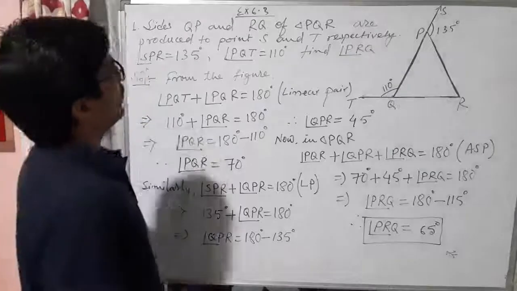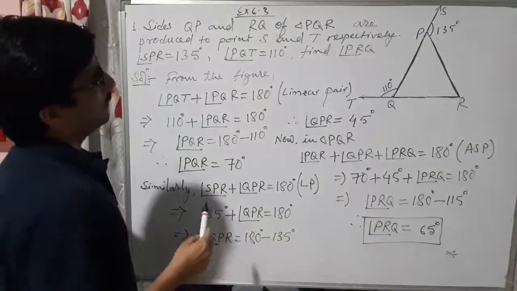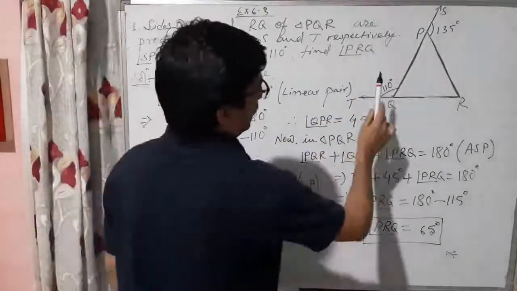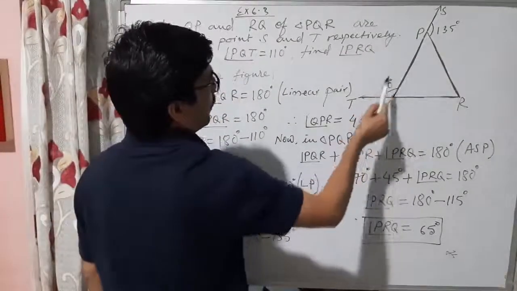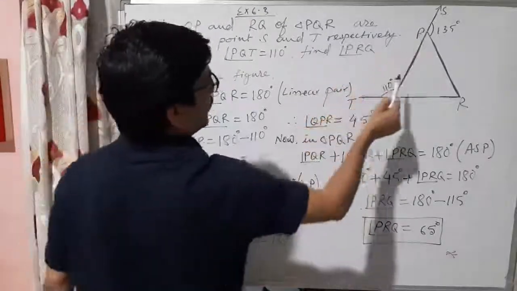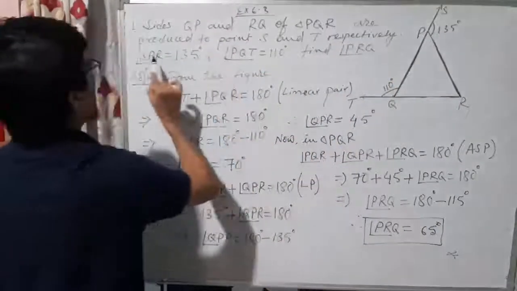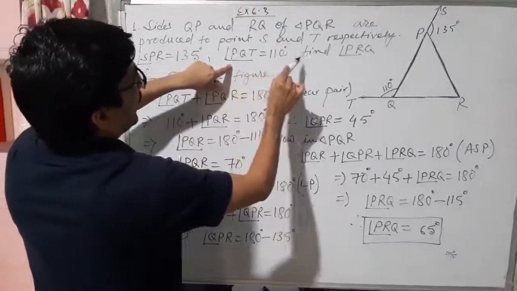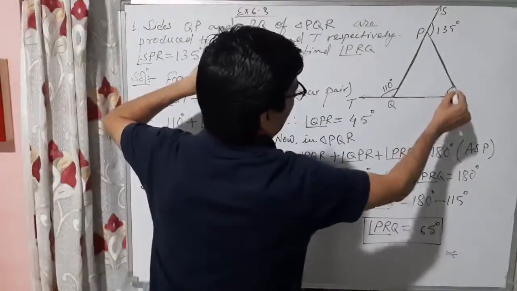So friends, now we are going to start exercise 6.3, the first question. The question is all about this figure. You check the figure. The figure is all about a triangle. There are two exterior angles. Now what we'll have to do, check here. The two angles are given, that is PQT and SPR. This is 110 degree and 135. SPR equal to 135 degree, PQT equal to 110 degree. Find PRQ. We have to find out this angle PRQ.